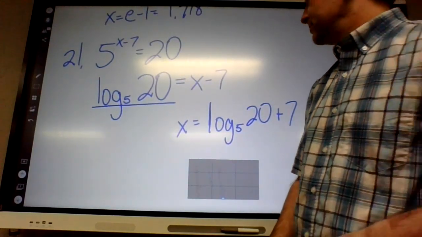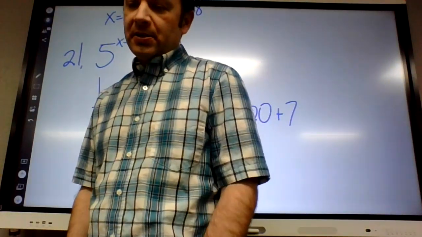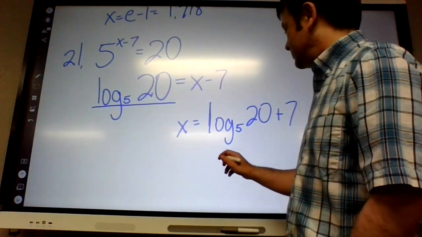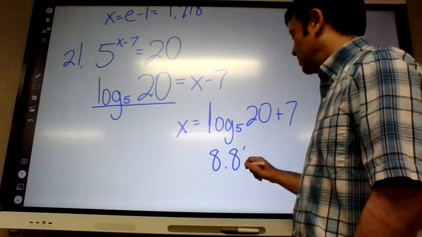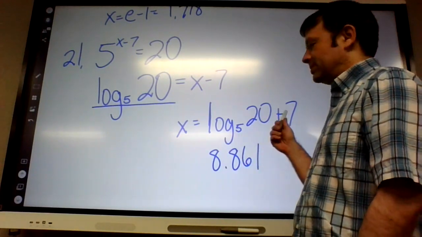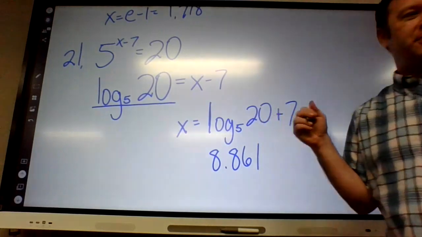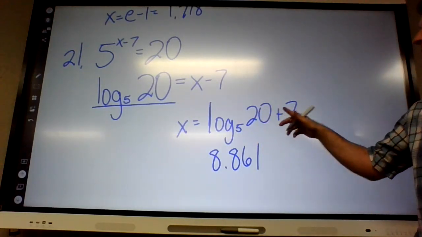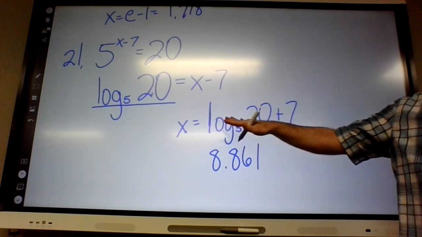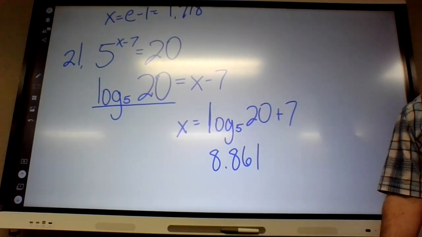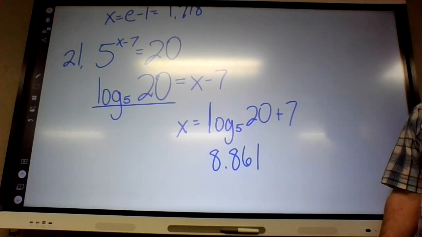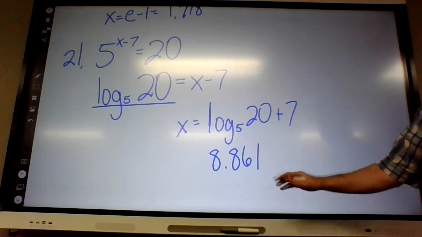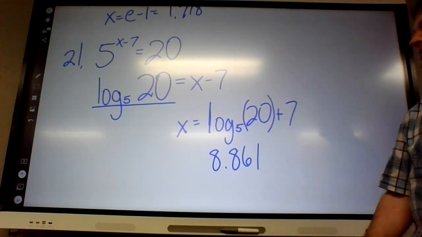I got 2.0478. I got 8.861. Yeah, that one. What did I do? Did you just plug this in? Yes. No, but you have to do outside parentheses right here. The 7 is not part of the log, it's just a plus 7. I just put the parentheses there by itself. You should have closed it around the 20, not the 7. The 20 is in the log function, the 7 is not.